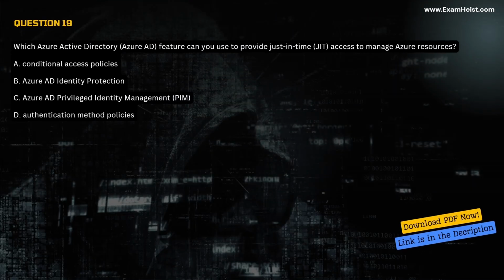Question 19. Which Azure Active Directory (Azure AD) feature can you use to provide just-in-time (JIT) access to manage Azure resources? A. Conditional access policies. B. Azure AD Identity Protection. C. Azure AD Privileged Identity Management (PIM). D. Authentication Method Policies. Correct answer: C.